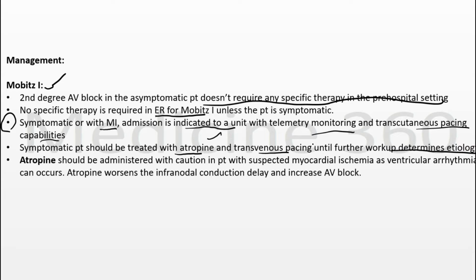Before giving atropine, we should consider that we cannot give it in a suspected myocardial ischemic patient or a patient with ventricular arrhythmia. We cannot give atropine to them because atropine can worsen the infranodal delay and increase the AV block.